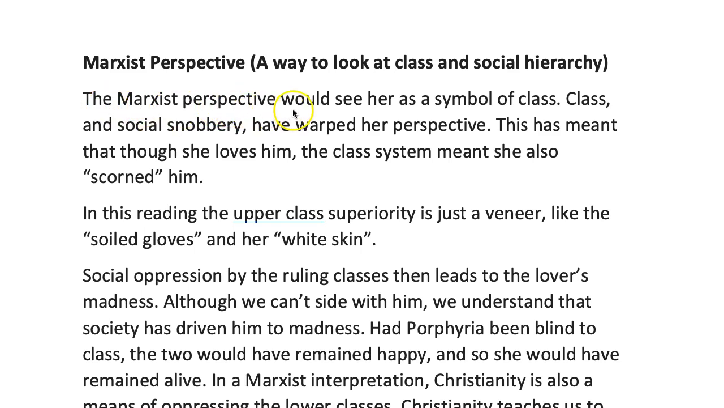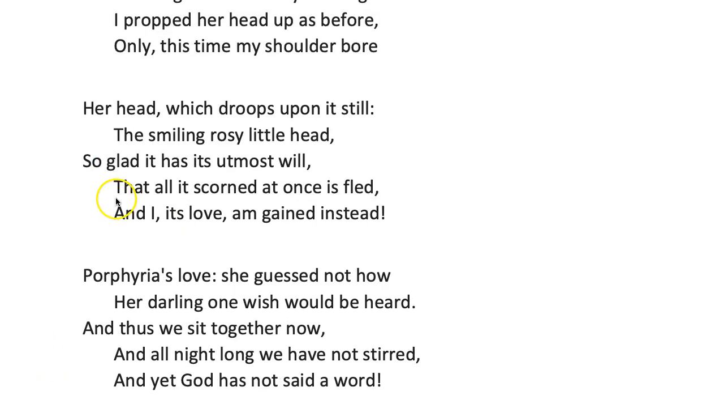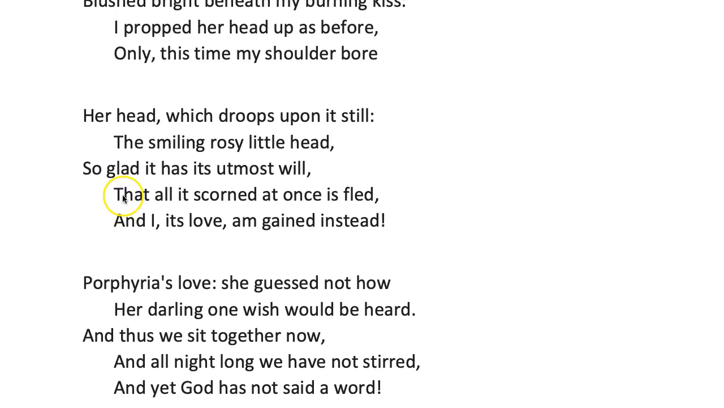So the Marxist perspective would see her as a symbol of class. Class and social snobbery have warped her perspective. This has meant that though she loves him, the class system meant she also scorned him. So that's here: once she's dead, "that all it scorned at once is fled." So he's suggesting that she had a real scornful image of him because of his social class.